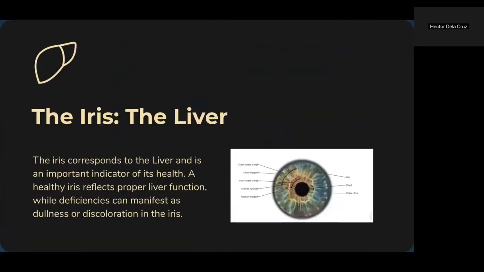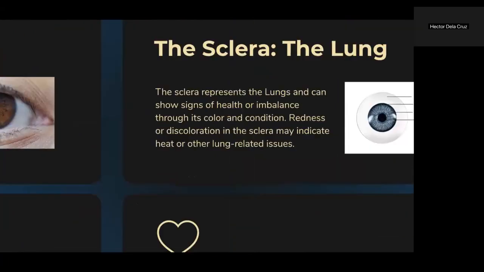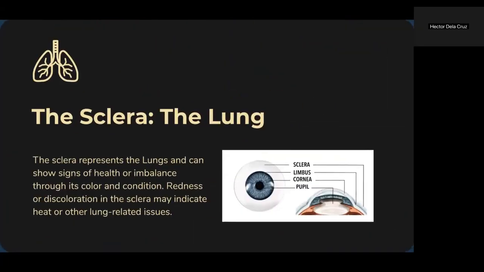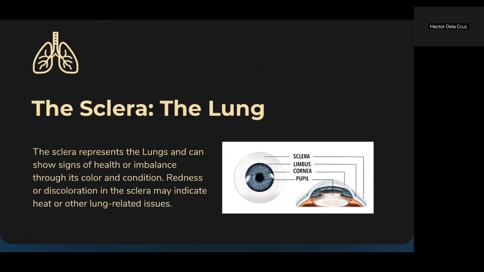The iris corresponds to the liver and is an important indicator of its health. A healthy iris reflects proper liver function, while deficiencies can manifest as dullness or discoloration in the iris. The sclera represents the lungs and can show signs of health or imbalance through its color and condition. Redness or discoloration in the sclera may indicate heat or other lung-related issues.